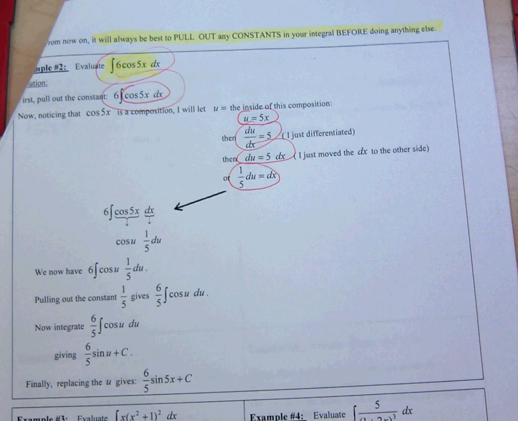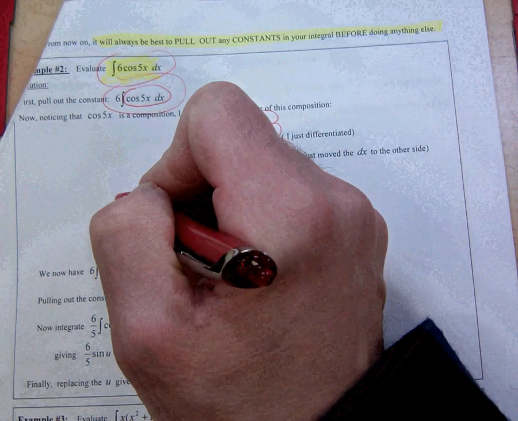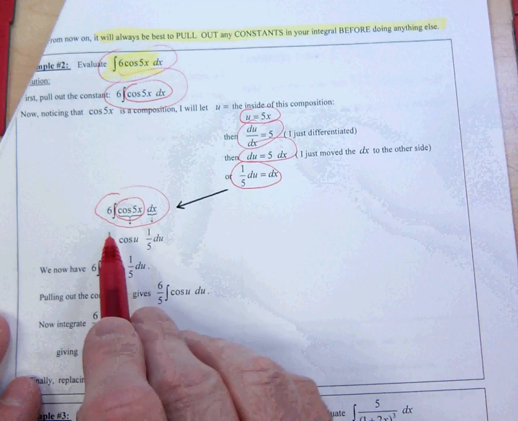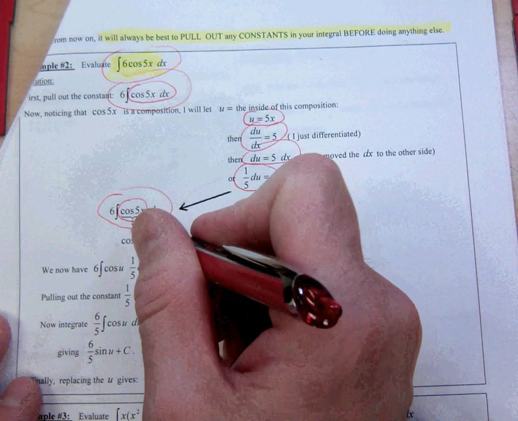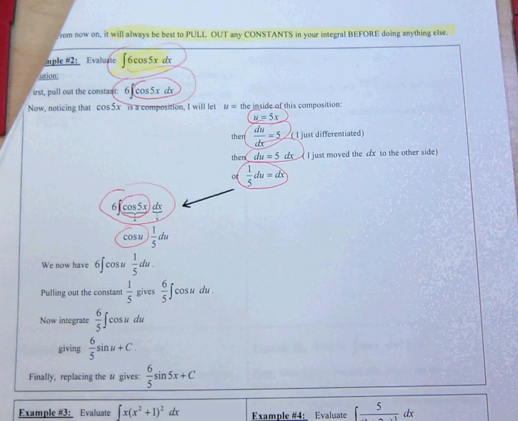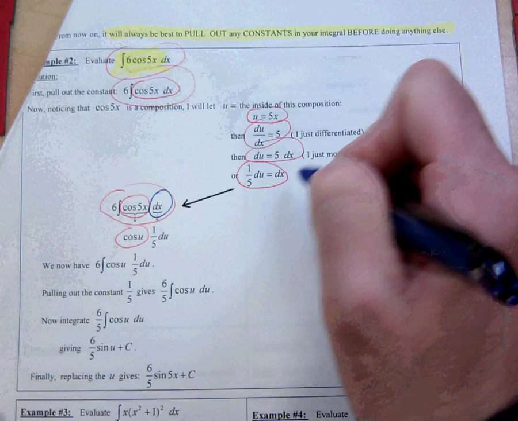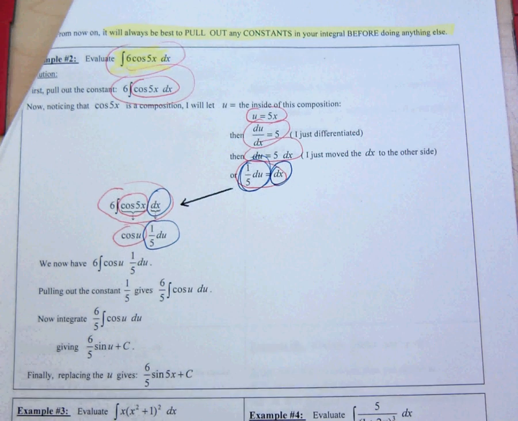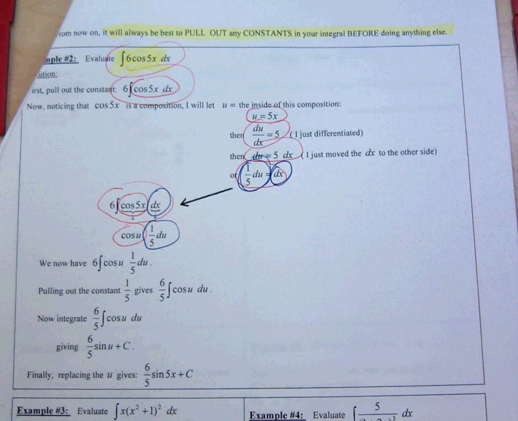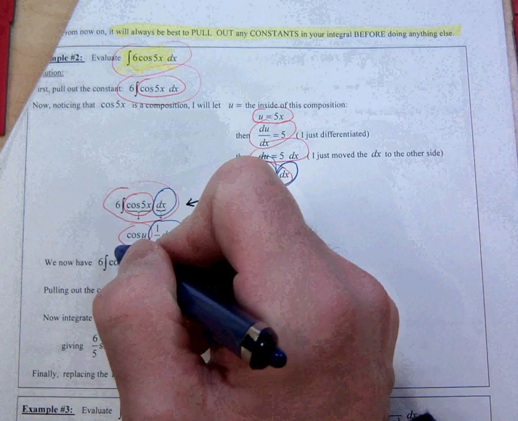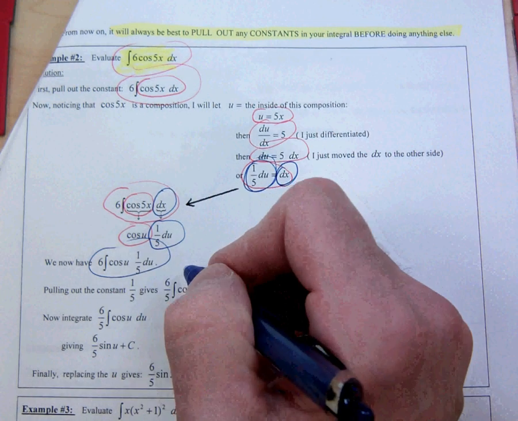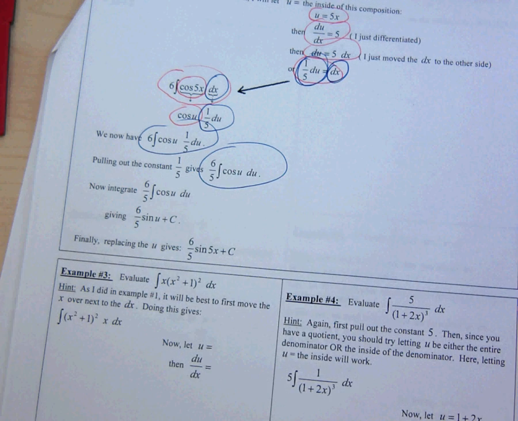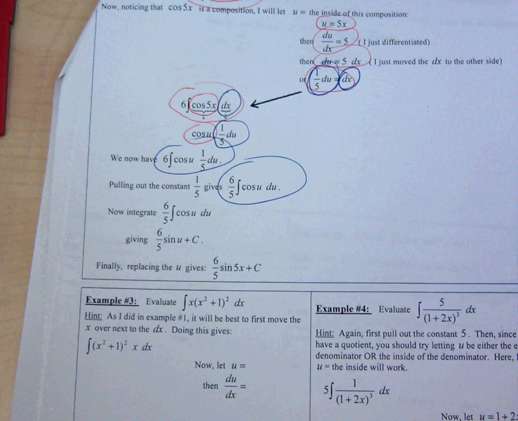Okay, so look at what we have now. Here's the original problem, right? What can I replace that with now? If u is 5x, I can replace that with cosine of u. And now what can I replace dx with here? 1/5 du. Everybody see what I'm doing here? Yes? And now, once I get to here, I can pull out the 1/5, making it what? 6/5 out front, right? And then, at that point, I think it's pretty easy to finish.